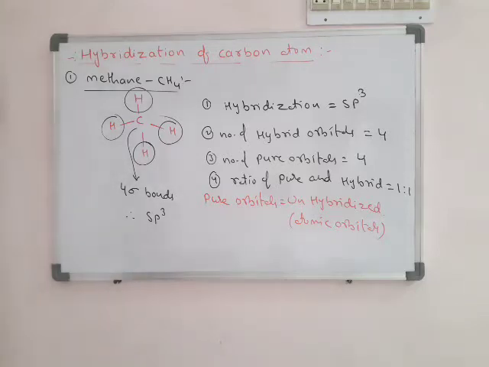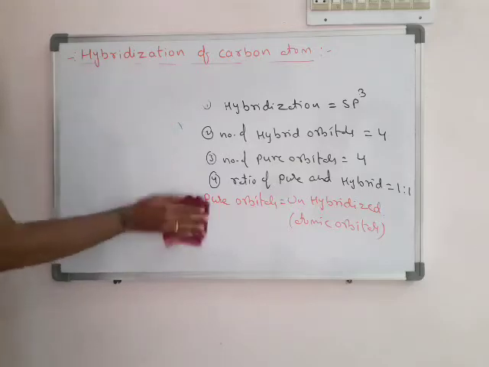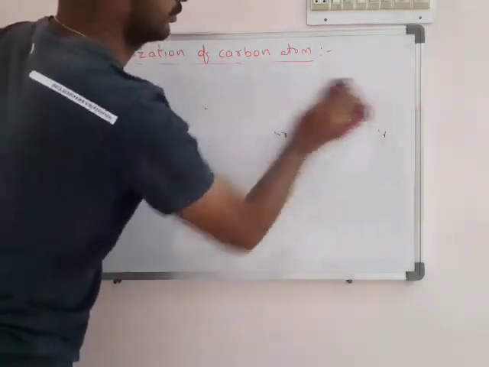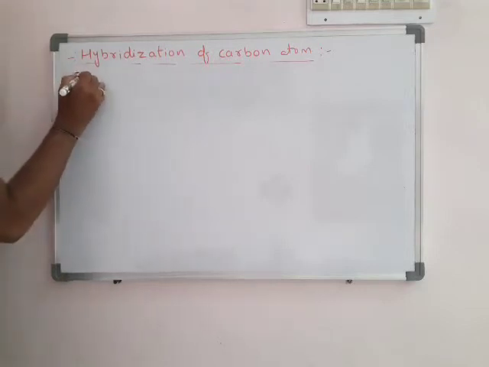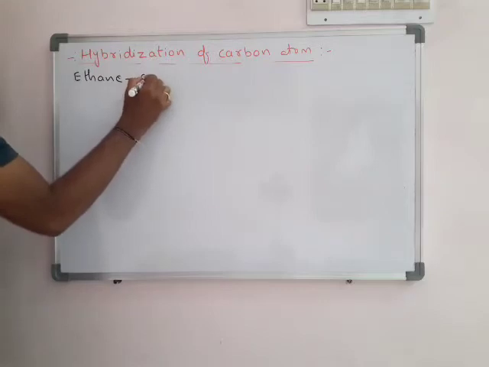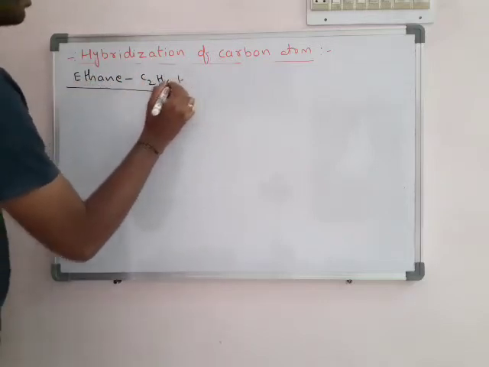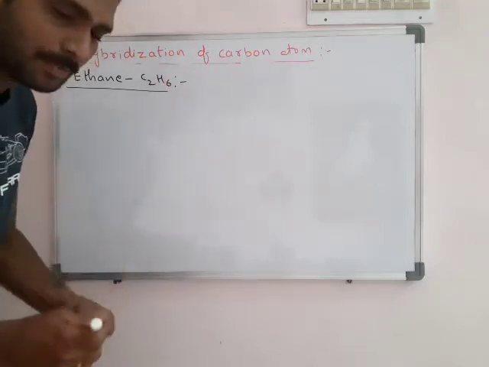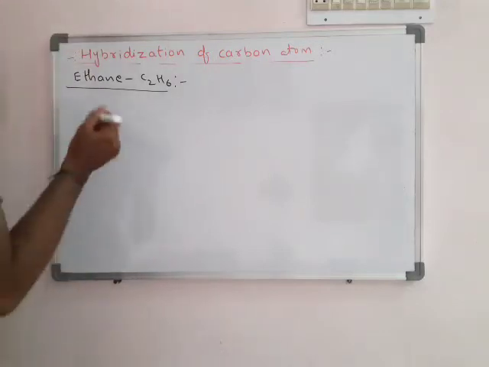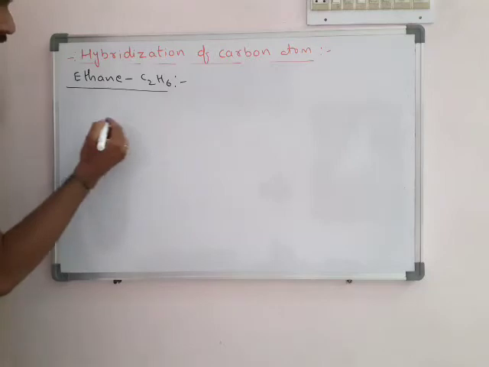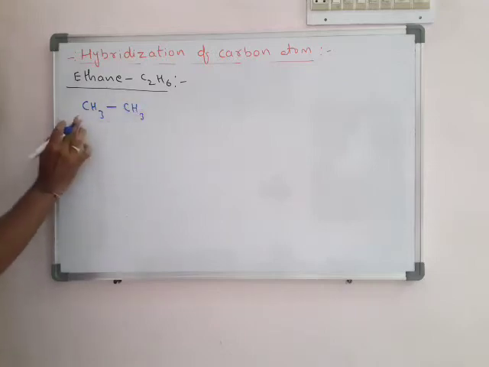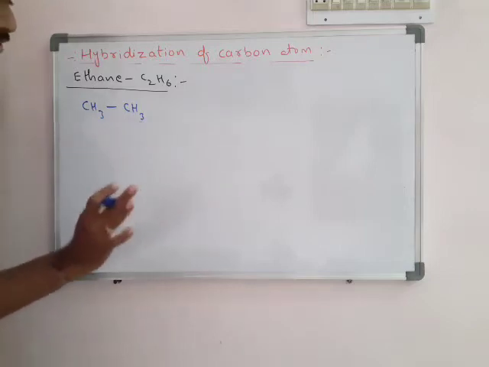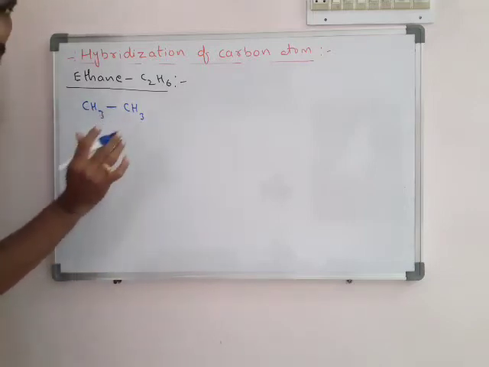Let's see one more example. See ethane, C2H6. Here, how to split these compounds is very important. How to write this formula? For C2H6, if you want to calculate hybridization, you must write it expanded, that is compulsory. So CH3 bond: one carbon has 3 hydrogens, the other carbon has 3 hydrogens, and between the two carbons one bond, a total of 4 bonds for each carbon.